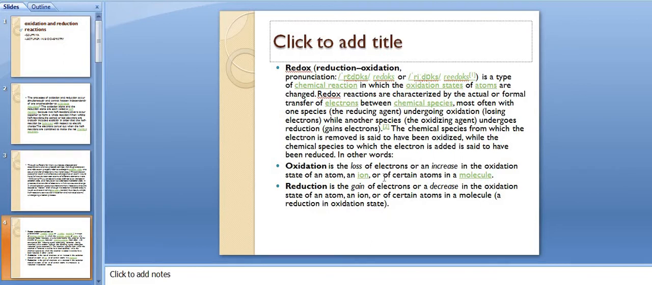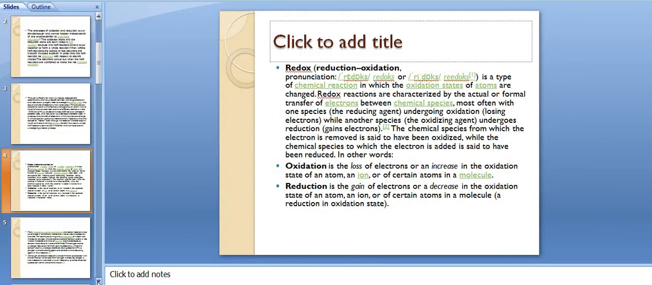In other words, oxidation is the loss of electrons or increase in the oxidation state of an atom, an ion or certain atoms in a molecule. Reduction means gain of electrons or decrease in the oxidation state of an atom, an ion or certain atoms in a molecule.